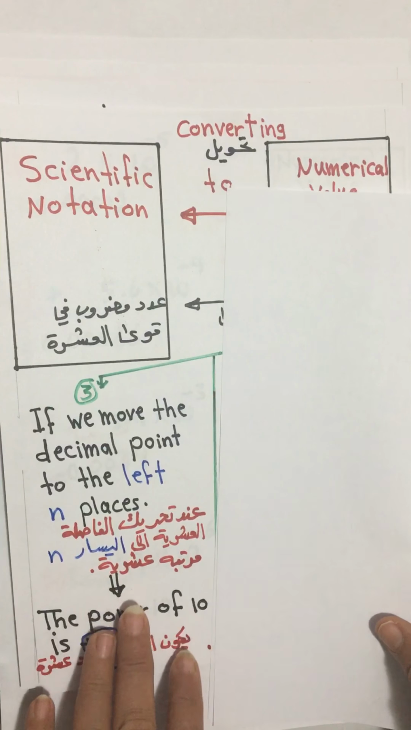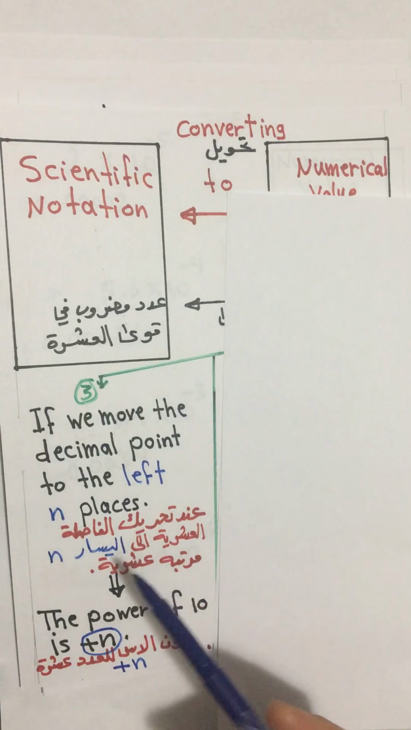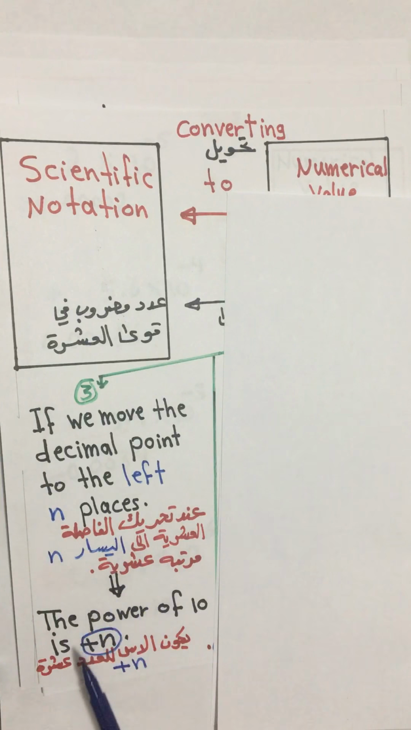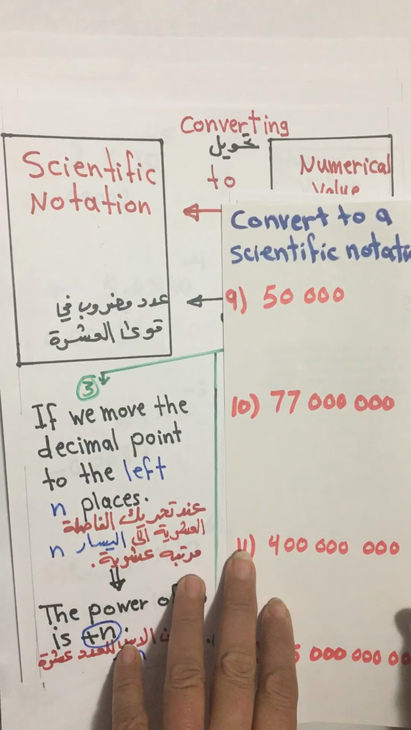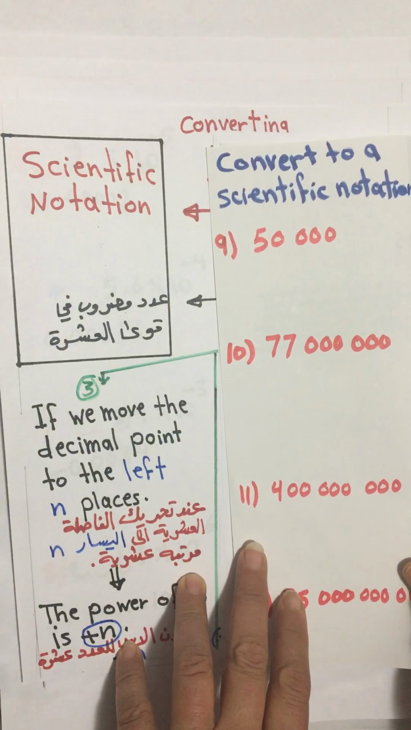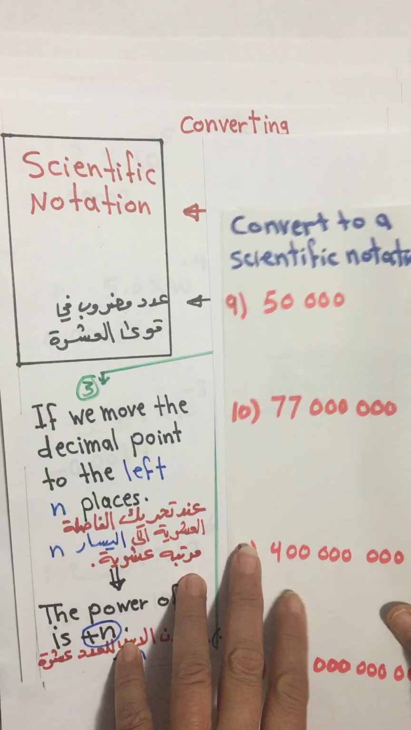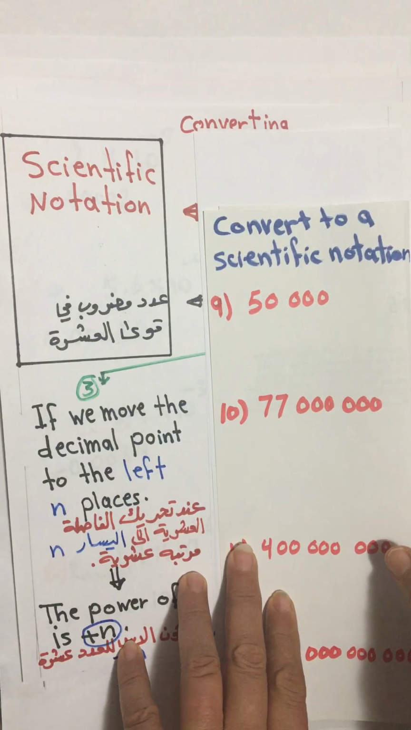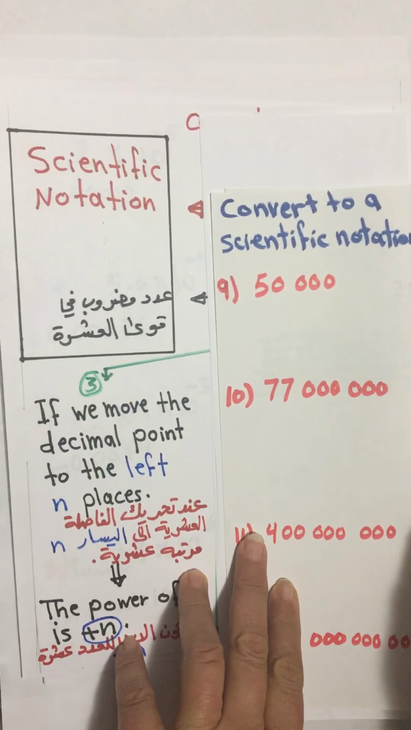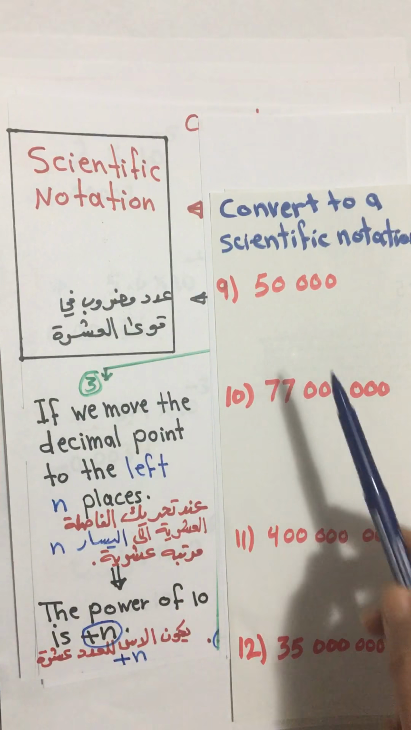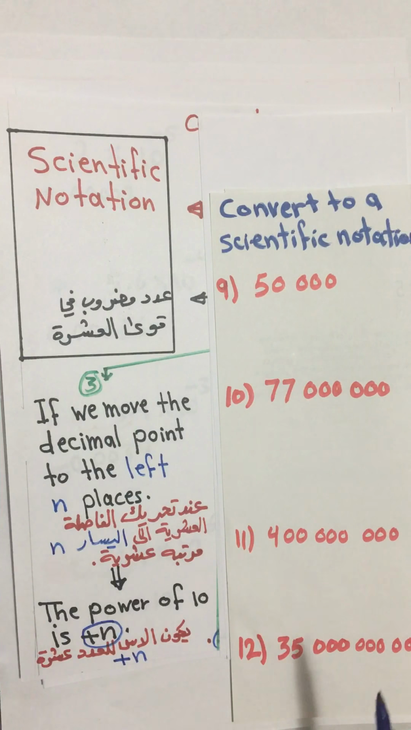If we move the decimal point to the left n places, the power of 10 is positive n. So I have these examples. Convert to scientific notation. I have whole numbers, and I should convert them to scientific notation.